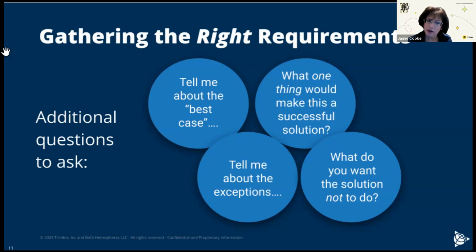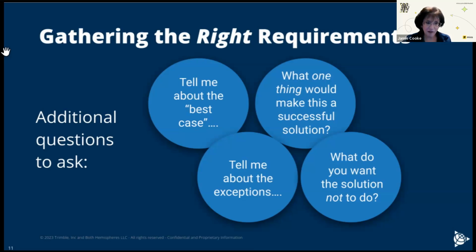Tell me about the exceptions. I mean, it's an interesting psychology when people start telling you about the differences. It establishes boundaries and boundary test cases as well. And then what do you want the solution not to do? Knowing what to exclude also helps you understand what to include. So those are questions that can help you.